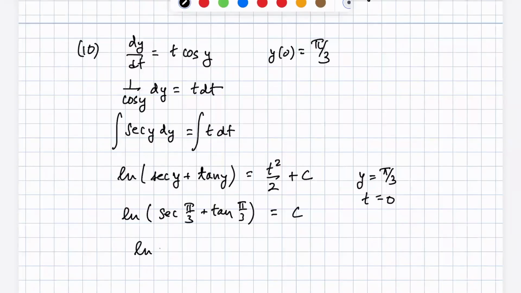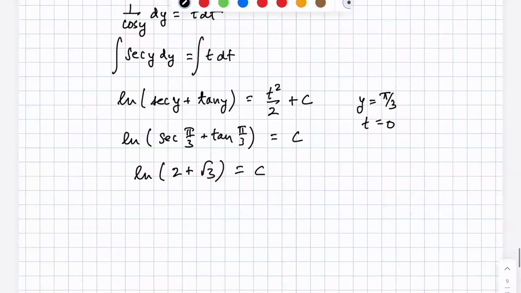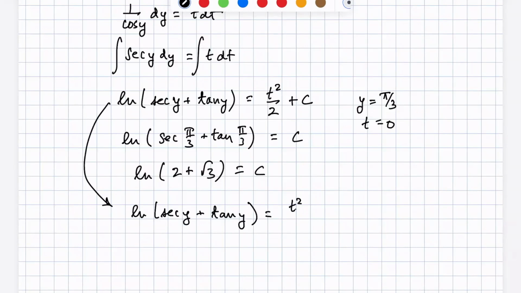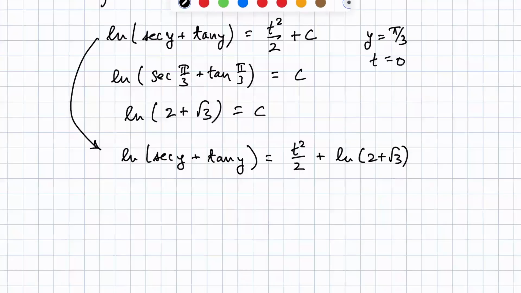So what is c equal to? Secant of pi over 3 is 2, and the tangent of pi over 3 is root 3. So that's the value of c. Then I can go back and write log of secant y plus tangent y is equal to t squared over 2 plus ln of 2 plus root 3. And you can leave it in this form. Perhaps you wish to take one more step.